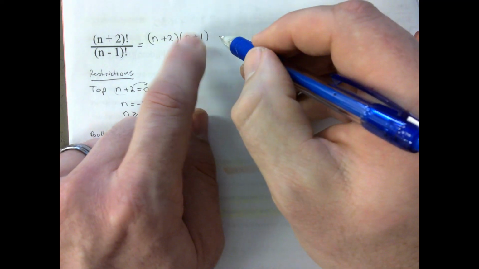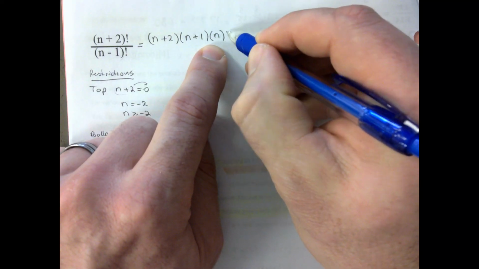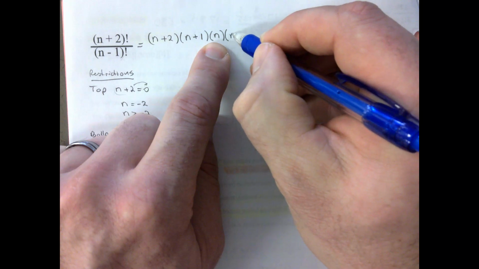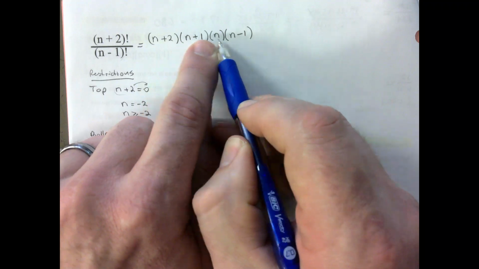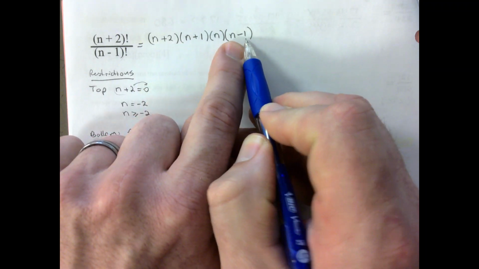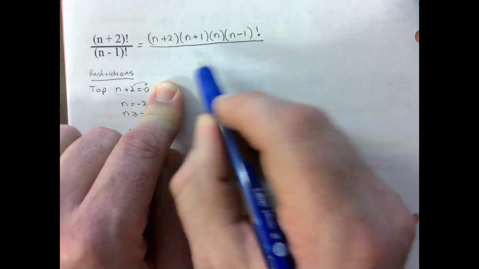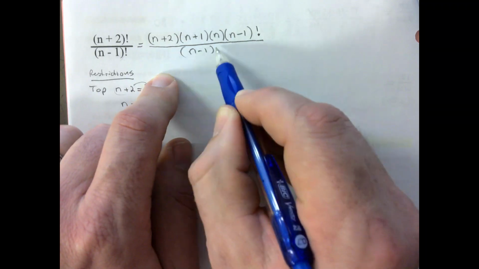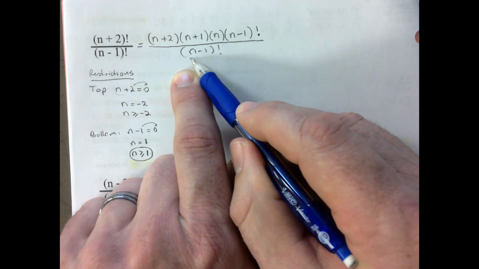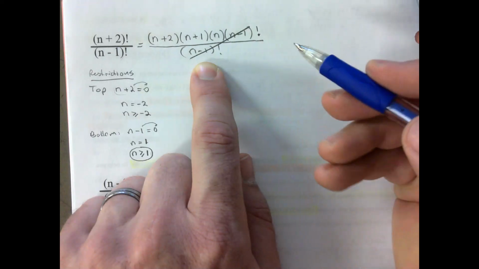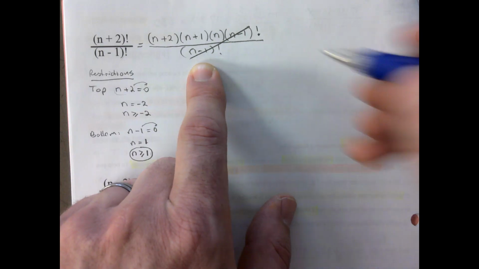And then one less than that would be n. And then one less than that, n minus 1. So you basically have to see that it's dropping by 1 unit every time. And I will stop there because I see an n minus 1 factorial in the denominator. And now you get to cancel it out. So you basically want to get rid of the factorial. That's basically what the end goal is here.